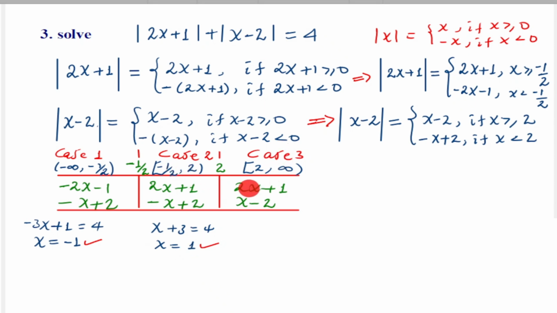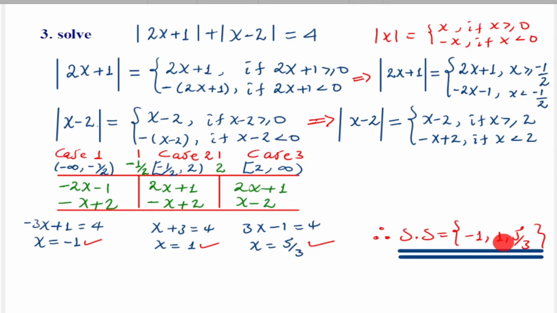When we come to case 3, when we add vertically, we get 2x plus x is equal to 3x. 1 minus 2, we get minus 1, is equal to 4. When we bring 1 to the right, we get 4 plus 1, which is equal to 5. Then divide by 3 on both sides, so you will get x is equal to 5 over 3. Is 5 over 3 an element of this interval? Yes. So it is a solution. So our solution set is minus 1, 1, and 5 over 3.